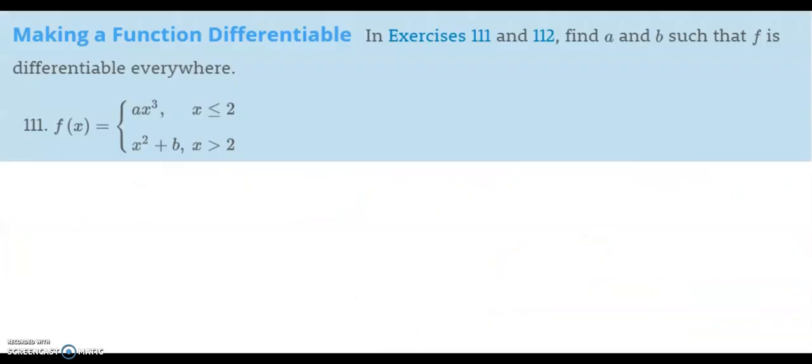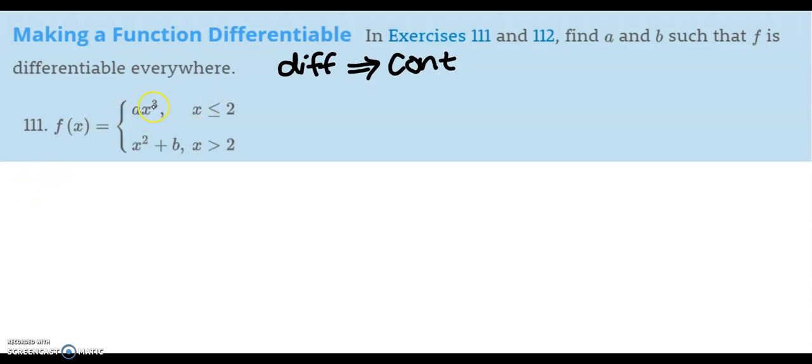Okay, last one to go over for section 2.2 is making a function differentiable. Well, in order for a function to be differentiable, it first must be continuous, right? Because differentiability implies that the function was continuous. But if a function is continuous, it's not necessarily differentiable. But continuity is going to be our first thing to check, so I'm going to check my pillars.